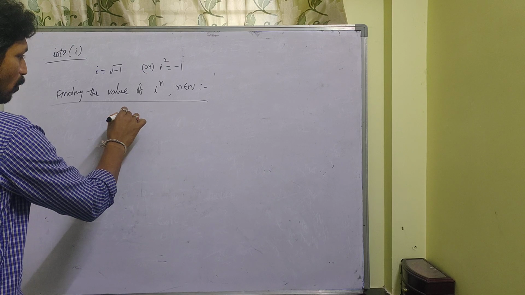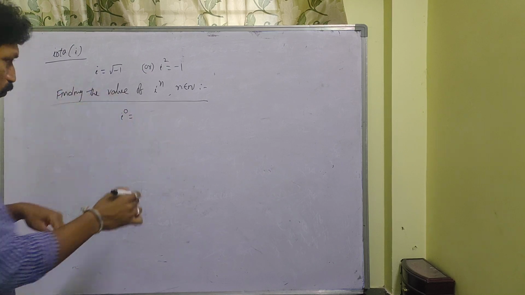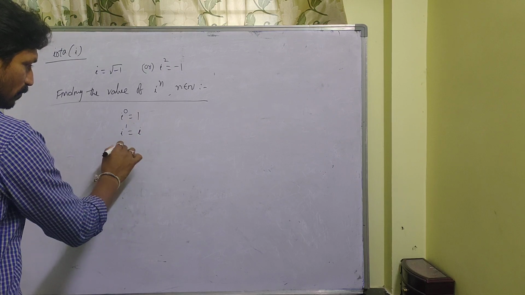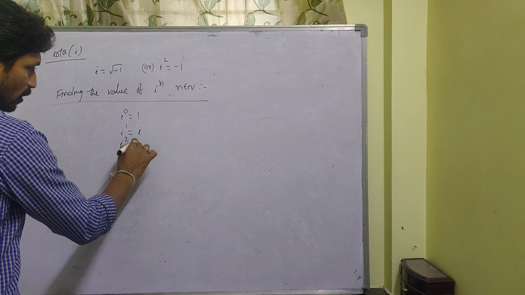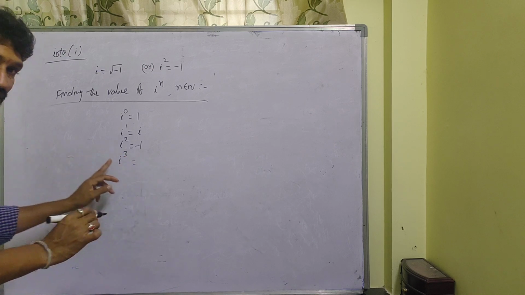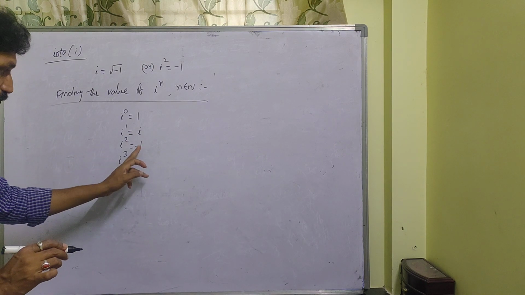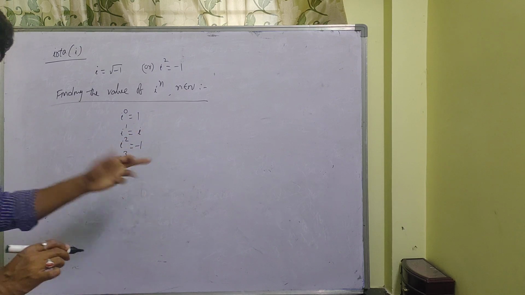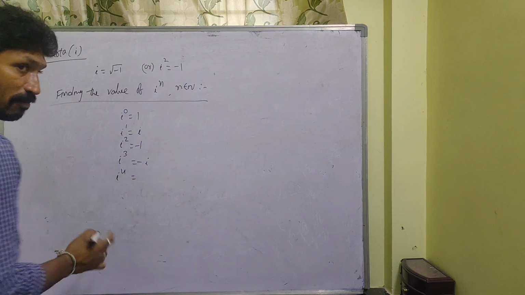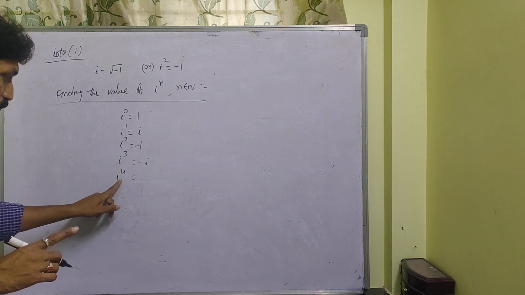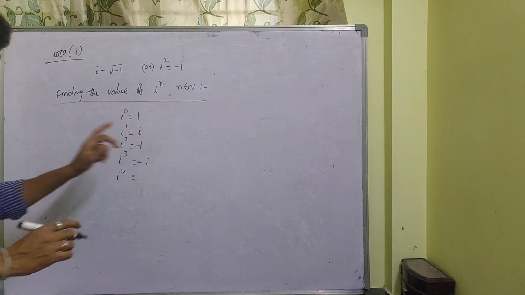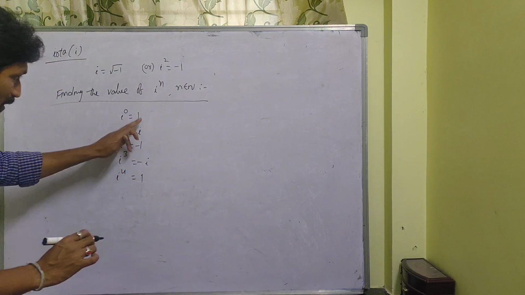We have i power 0. Anything power 0 is 1 only. i power 1 is i only. i square is minus 1. i cube is nothing but i square into i. i square means minus 1, minus 1 into i, that is minus i. Next, i power 4. i power 4 is i square into i square, minus 1 into minus 1, that is plus 1. That means it is continuing.